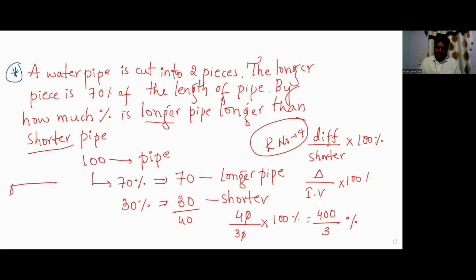Let us imagine there is a pipe. If we cut it, now we have 2 pieces. They are telling you the longer version had 70% of the length and shorter version had 30%. Okay? Okay, let's move on to the next question.